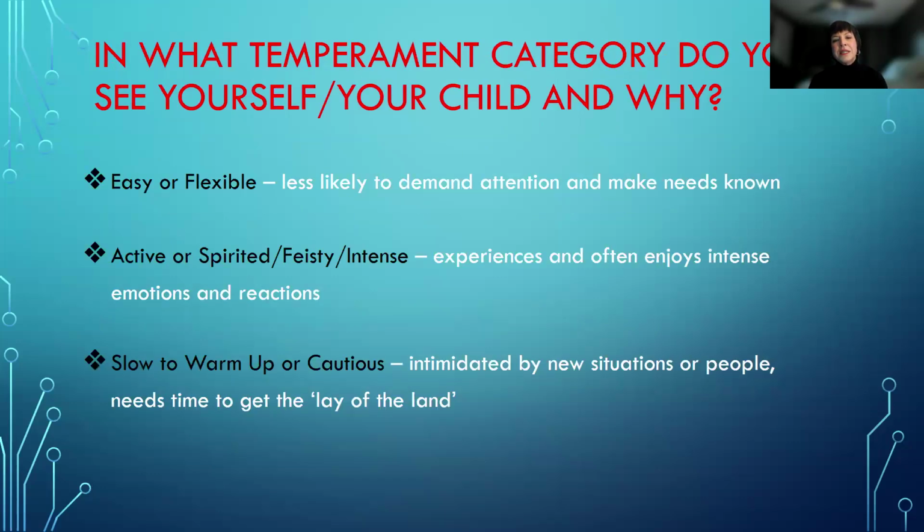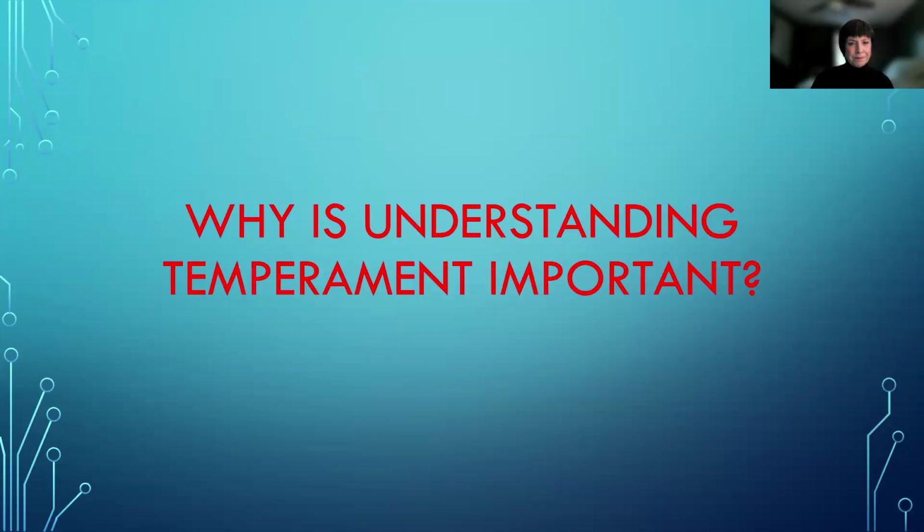Again, let's think about where we see each other and ourselves. Are you easy and flexible? Are you less likely to want attention and to make your needs known, just kind of go along to get along? Are you spirited or feisty? You have big emotions and big reactions? Or are you slow and cautious and want to wait and see in a new situation? You can be a combination of these things, certainly, but typically you lean more heavily toward one or the other.